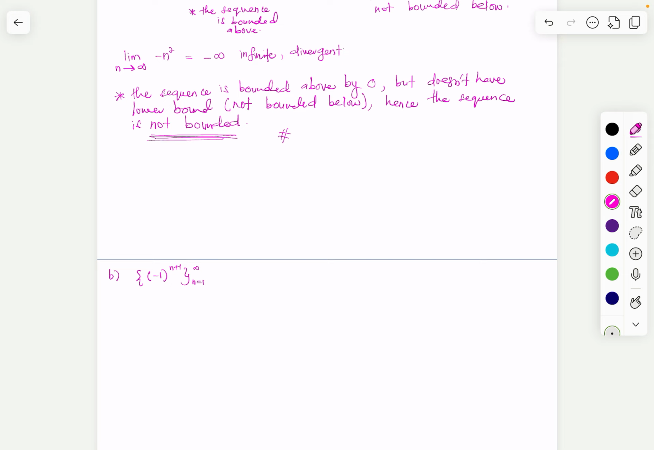Okay, so first thing first, let us try to just expand it on a few terms. If you expand, start with n equals 1. So (-1) to the power of 1 plus 1 is (-1) squared, which is 1. When n equals 2, then (-1) to the power of 2 plus 1 is (-1) to the power of 3, so it is -1. And if we find the third one, it comes back to 1, then -1, and so on. So you can see that this sequence is an alternating sequence.